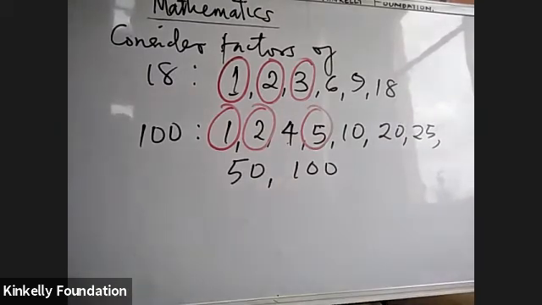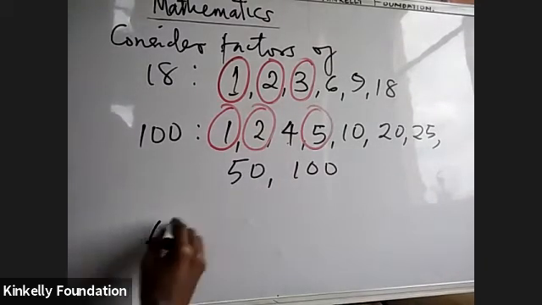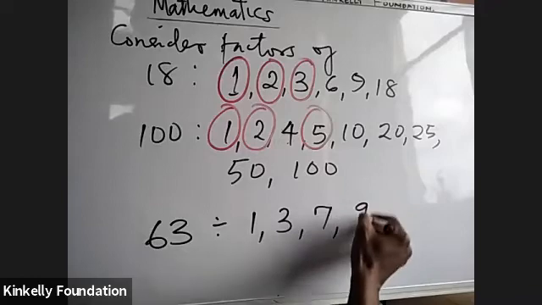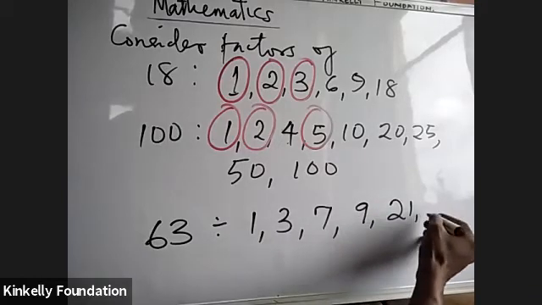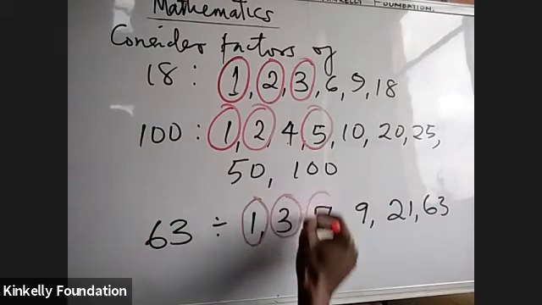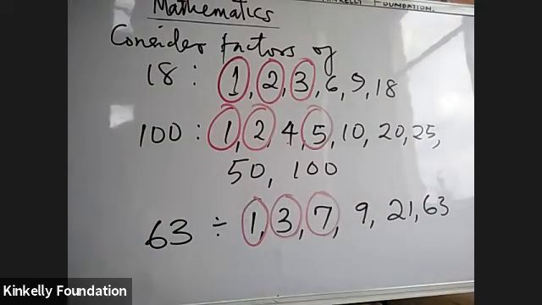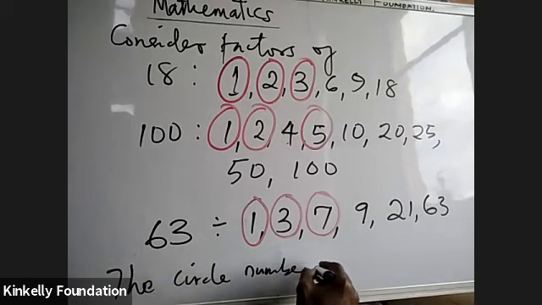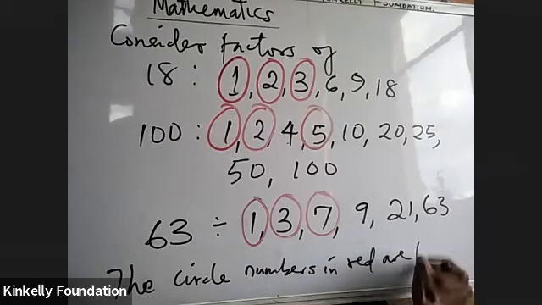Now, let's say we have 63. The factors of 63 are 1, 3, 7, 9, 21, and 63. In this case now, the prime factors are this. These are ones that have no other ones that can divide them. So we now see here, the circled numbers in red are prime factors.